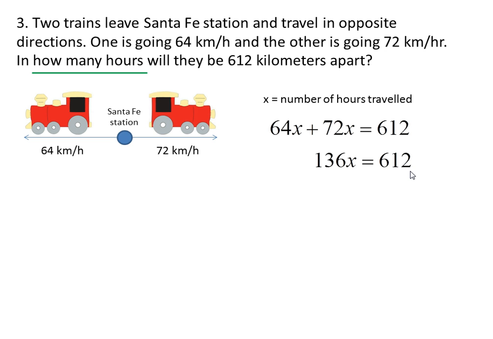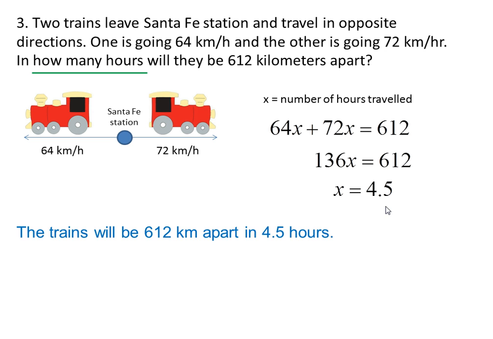How are we going to solve for x? You guessed it, we're going to divide both sides by 136. And we get x equals 4.5. Remember what the 4.5 represents. It's the number of hours traveled. So therefore, the trains will be 612 kilometers apart in 4.5 hours.